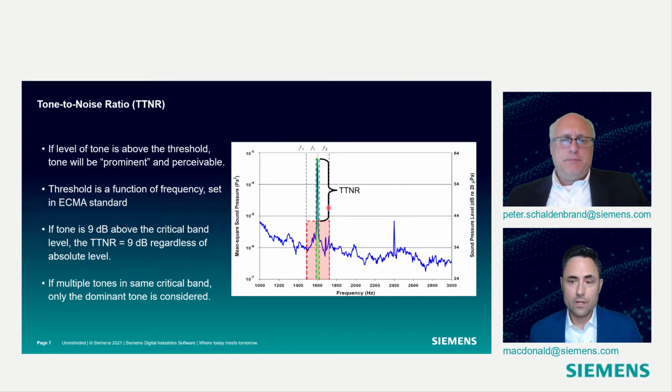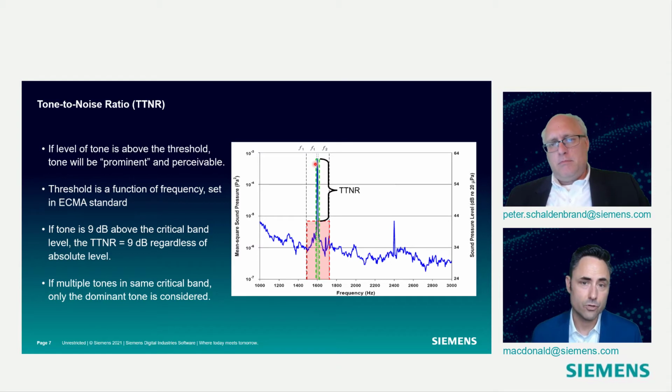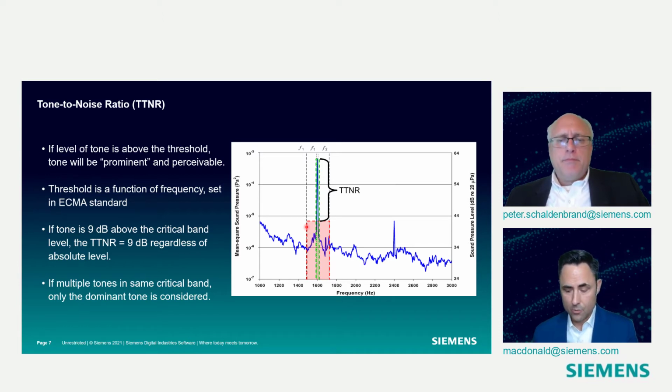Okay. The other thing to keep in mind here is if there are multiple tones in this band, so let's say there was another tone right here in the same critical band, tone to noise ratio is only going to look at the larger of those two. Okay, so it only considers one tone per critical band. The amplitude of this tone right next to it would actually get summed up as part of the background noise for that band, and so it might be a little bit misleading. We'll see how we can account for that.